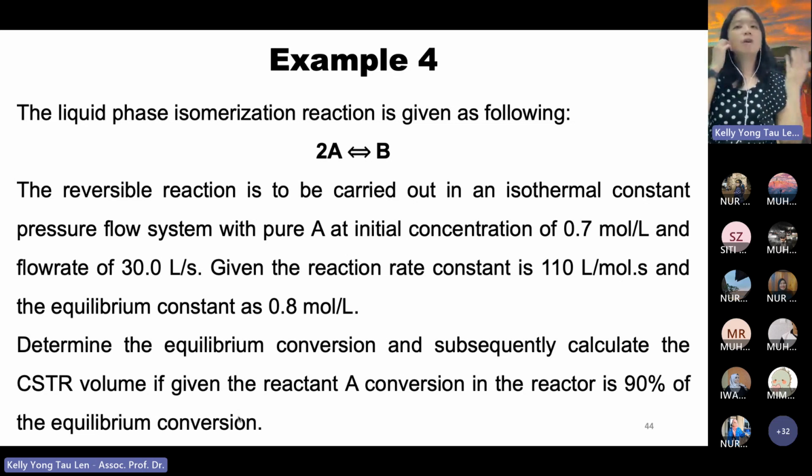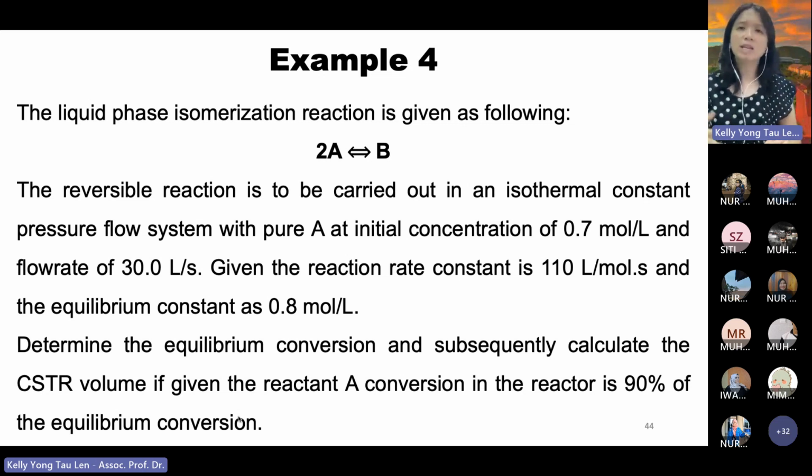Okay, again, what is the difference between X and Xe? Xe is the conversion when the reaction achieves equilibrium, but we will not use that equilibrium conversion in our reactor design. We will use a certain percentage before it reaches equilibrium. So dalam soalan ni dia specify, dia mesti 90% daripada equilibrium conversion.